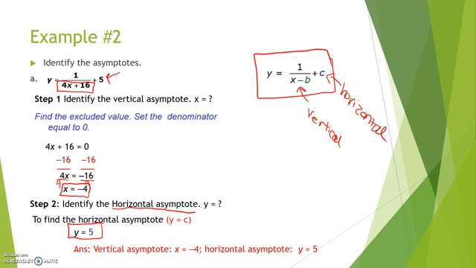So our final answer: the vertical asymptote is x equals negative 4, and our horizontal asymptote is y equals 5.